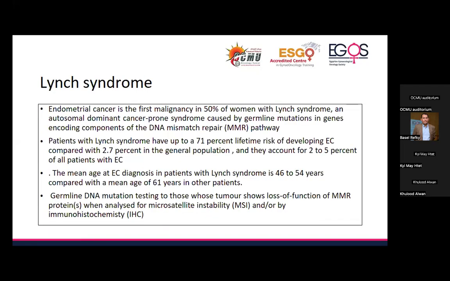Syndromes associated with endometrial cancer. Lynch syndrome: endometrial cancer is the first malignancy in 50-100% of women with Lynch syndrome. It is associated with an autosomal dominant gene, a germline mutation affecting the DNA mismatch repair pathway. Patients with Lynch syndrome have about a 71-100% lifetime risk of developing endometrial cancer compared to 2.7% in the general population. So patients with Lynch syndrome should be investigated for endometrial cancer.